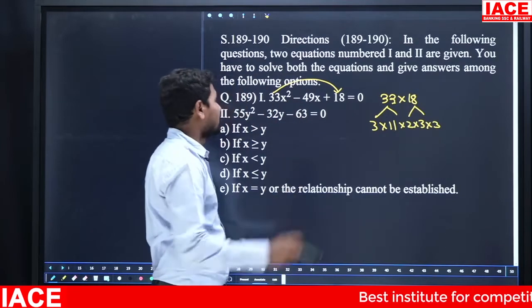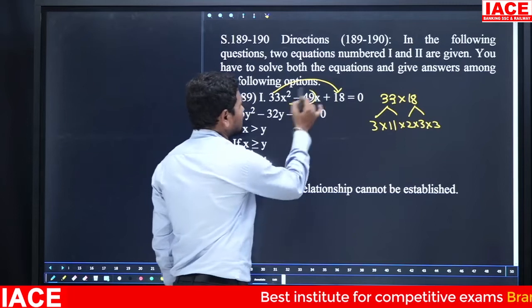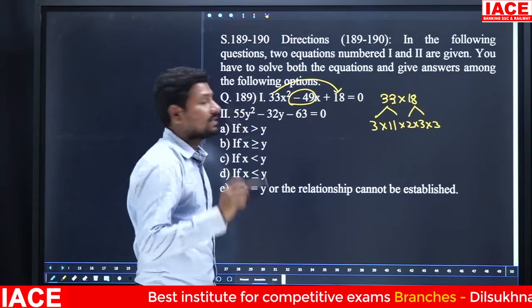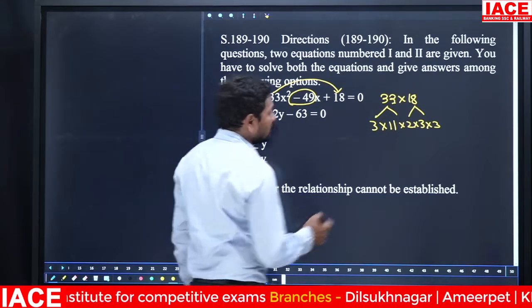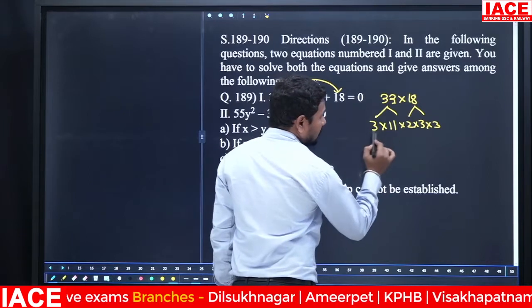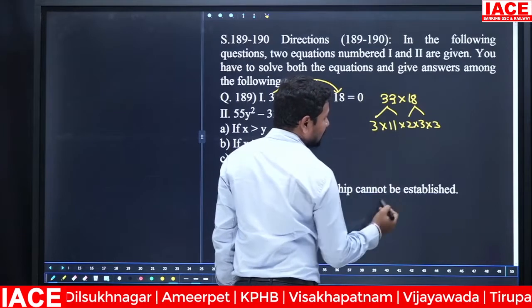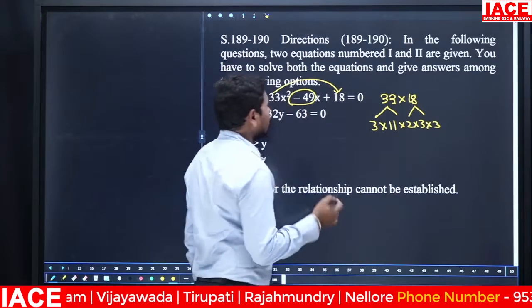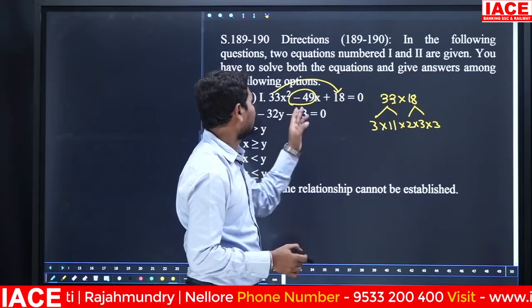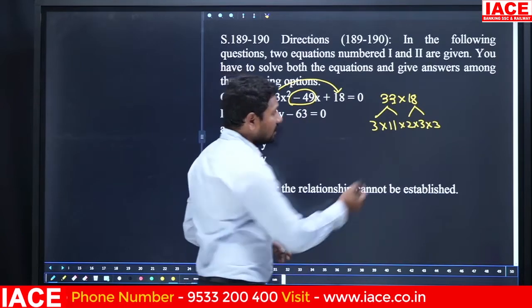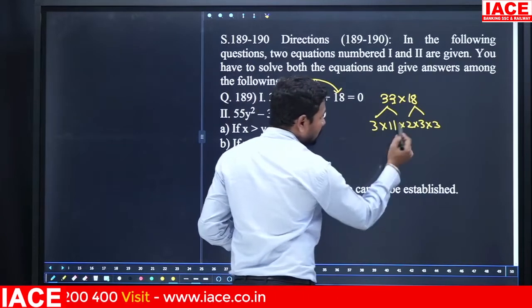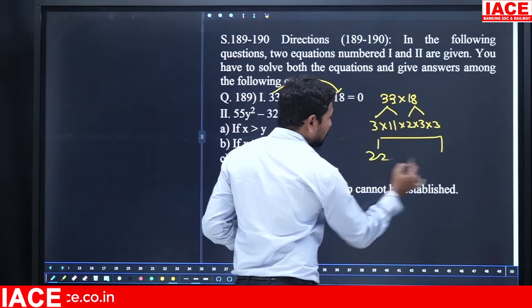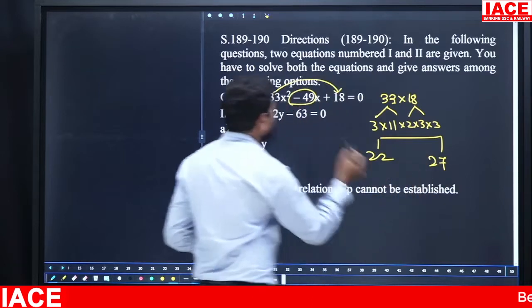Now you can merge the values. I need the total value of minus 49. Here 3 elevens is not possible. 2 threes are 6, 6 threes is 18, and 11 threes is 33. 33 plus 18 is equal to 51, but I need 49. Then 2 into 11 is 22 and 3 threes are 9, so 22 and 27. 22 plus 27 is equal to 49.